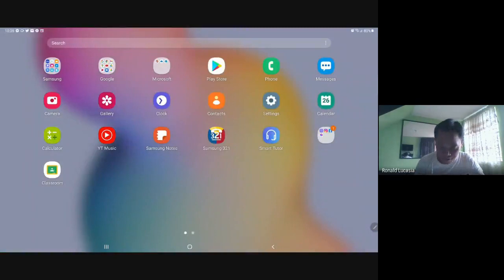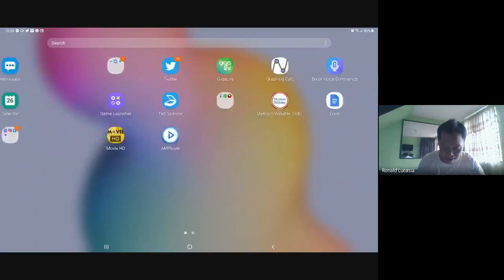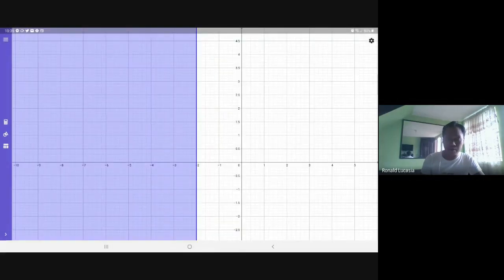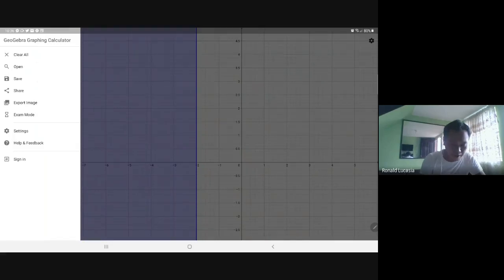You are not going to graph it manually because it's hard. So what we are going to do is I am using an application called GeoGebra. Here you are going to input the function. The original function is y is equal to (3x minus 1) divided by (2x plus 5). That's the original function.